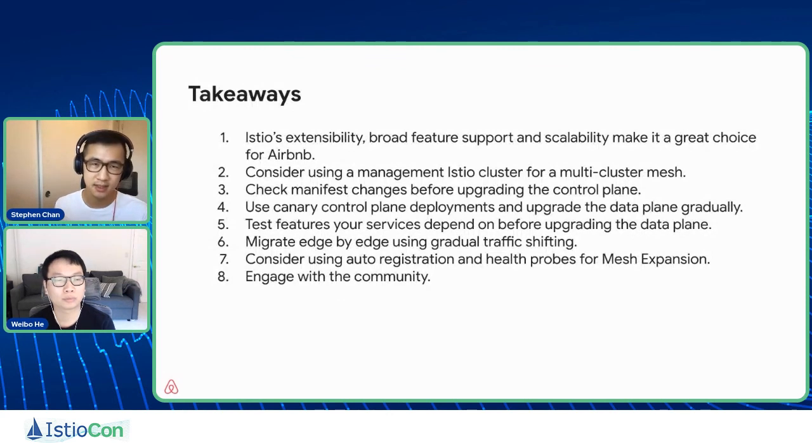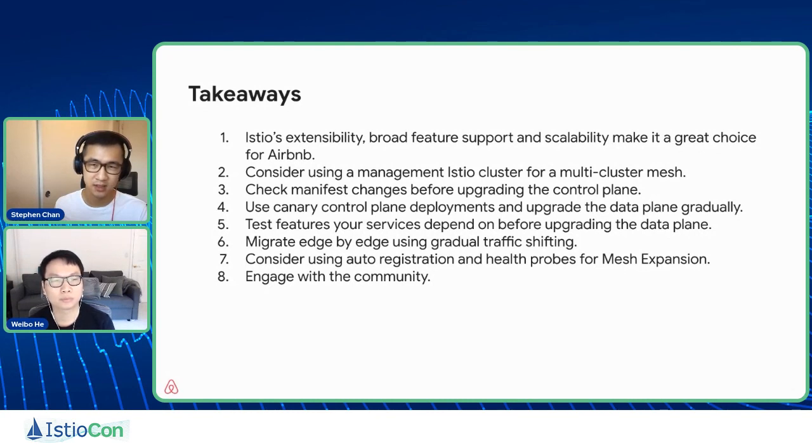And here are our takeaways. First, we're happy with Istio's extensibility, feature coverage, and scalability. Second, we've appreciated the choice of using a centralized management cluster across a multi-cluster mesh, and we encourage others to do the same. Third, it's a good idea to have one or more additional pairs of eyes on manifests before they get deployed, even if you're using a canary control plane. And speaking of which, always use a canary control plane and gradually roll your data plane onto the new one. Fifth, test the features you use in a pre-production environment.